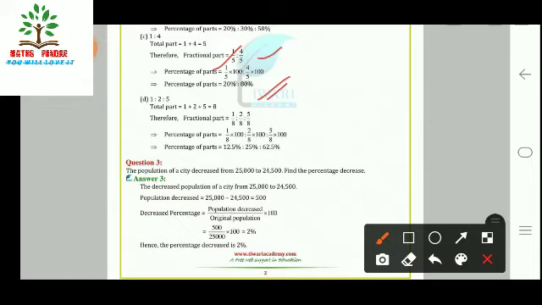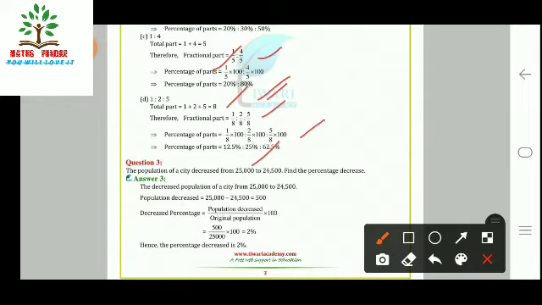Then the D part, it is given 1:2:5. So again the sum of the ratios, 1 plus 2 plus 5, is equal to 8. Therefore the total fraction can be written as 1/8 is to 2/8 is to 5/8. Percentage of parts: 1/8 into 100 is to 2/8 into 100 is to 5/8 into 100, meaning we are multiplying all three by 100. So the result is 12.5%, 25% and 62.5%.